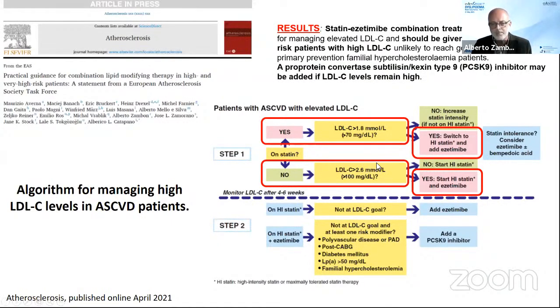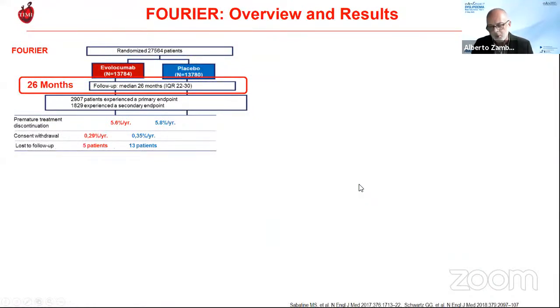Of course, if you look at the bottom of the slide, the PCSK9 inhibitor should be added if the level of LDL cholesterol in the patients remains high, as step 2, not as step 3. Step 1 is a combination of high-intensity statin and ezetimibe, and if that is not enough, then the PCSK9 inhibitor comes in. I'm going to run very quickly.